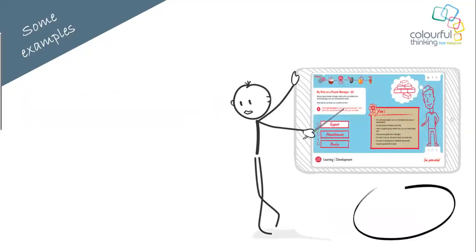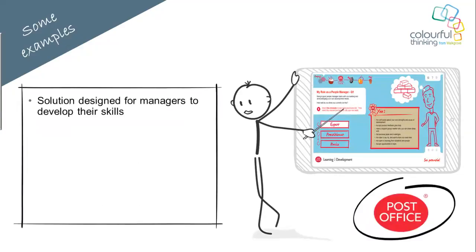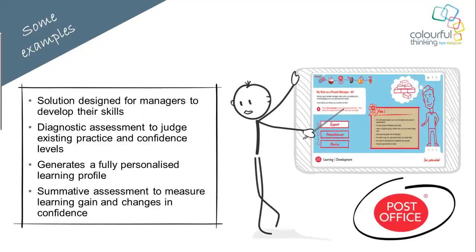At the opposite end of the spectrum, we had the Post Office, and this, unlike the TfL one, was very much intended to encourage learners to judge practice and confidence levels, so that people could then see how much their knowledge had improved across the course. And rather than for their managers or for the business to measure this, it was very much focused on the learner themselves, so that they gave an assessment of their own confidence, and a fully personalised learning profile was generated at the start based on their answers to this.